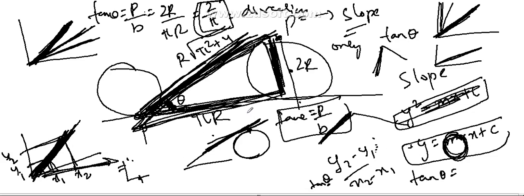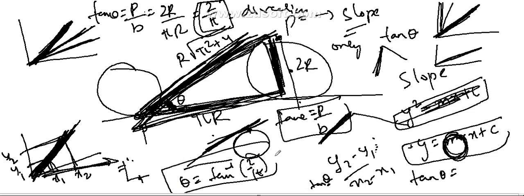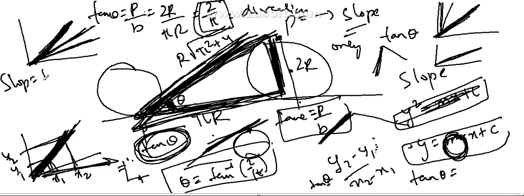Clear? Yes, sir. Sir, so we can write theta as tan inverse 2 by pi, no, sir? Yes. So theta will be tan inverse of 2 by pi. This is the angle. But slope is only tan theta. Don't get confused. Slope is tan theta. But if you want to find out the angle, then you have to find theta equal to tan inverse of 2 by pi.